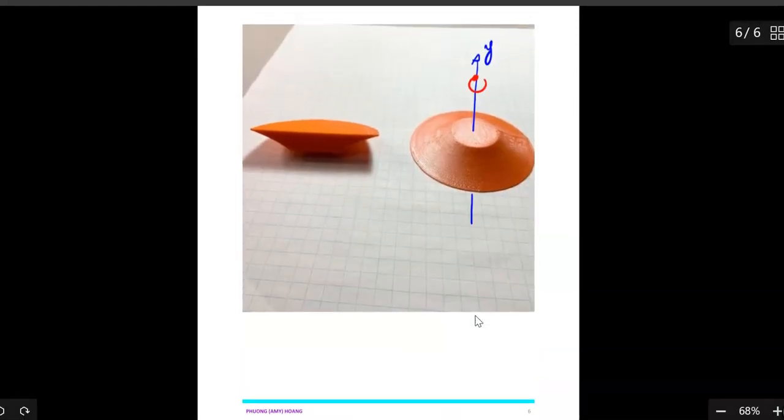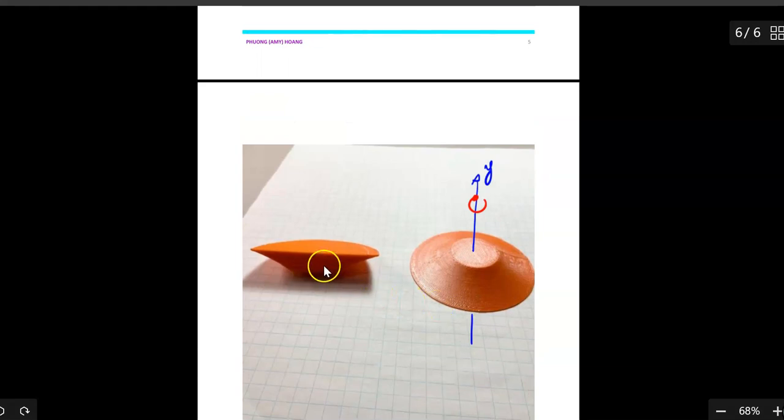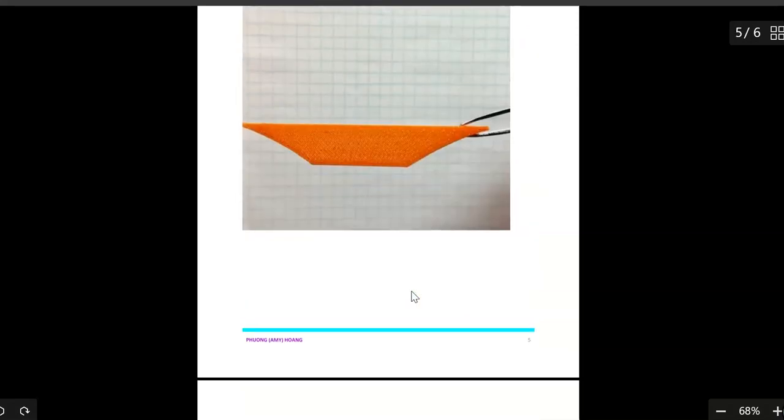And let me see if I take any more pictures. No, I don't have any more pictures. And you see, this is rotated about the y-axis, and the circular disc keeps continuing on and rotating about the y-axis.